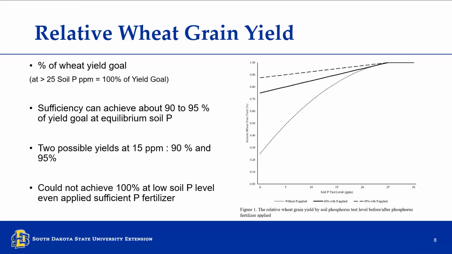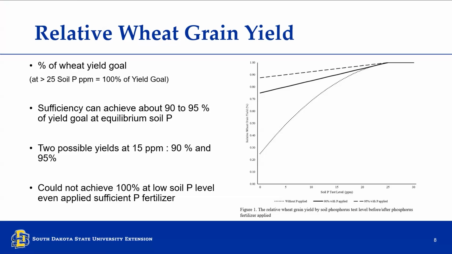We assumed their yield functions, and I used relative wheat grain yield. This concept is based on the percentage of the wheat yield goal. We assumed that over the target level for build maintenance, over 25 ppm soil test level, they could reach 100%. And at the equilibrium soil P level with sufficiency, at 15 soil P ppm, they could reach 90 or 95%. So we assumed two different numbers, 90 and 95%.